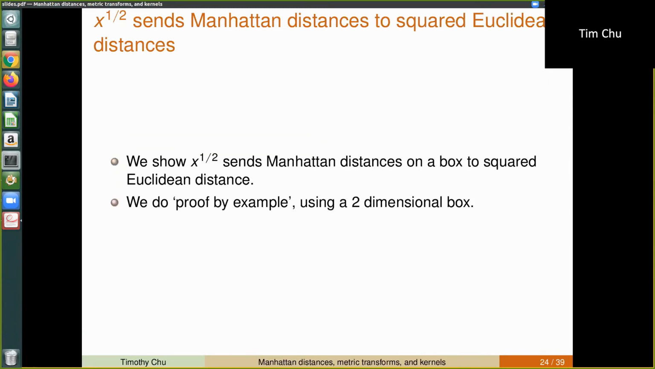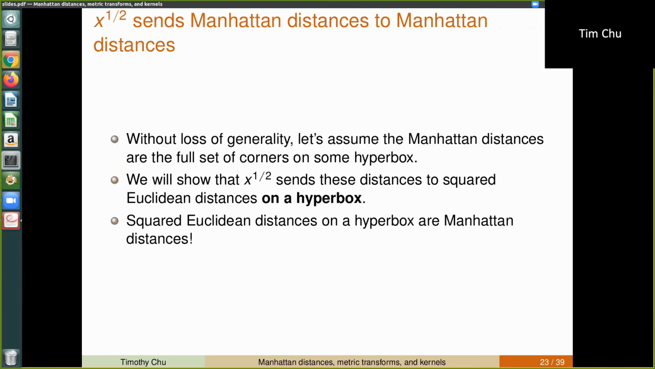So let's go through the outline, what we're going to do now. I gave you the rough outline of the proof, and now I'm going to go through it step by step. Oh, and by the way, I'm going to go back to the outline here real quick and give everybody a quick moment to stare at this outline and convince yourself that if I prove every single step of this, then I've shown that x to the 1/2 sends Manhattan distances to Manhattan distances.